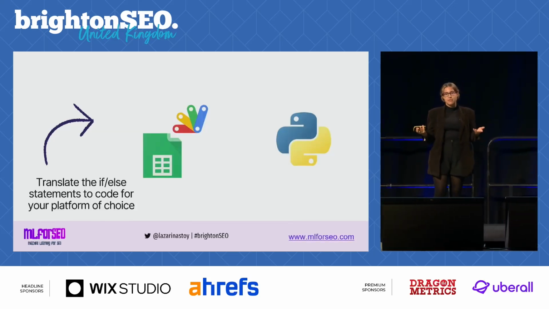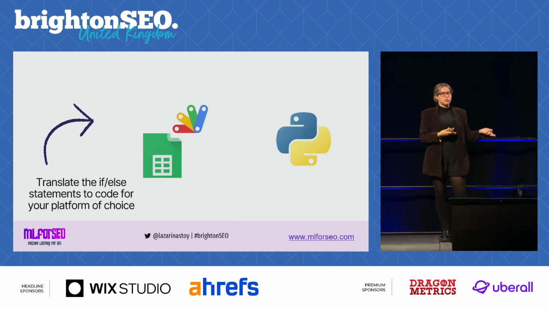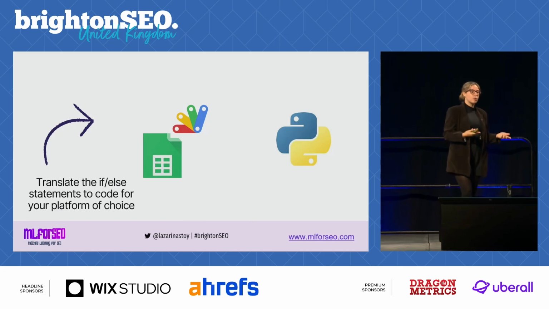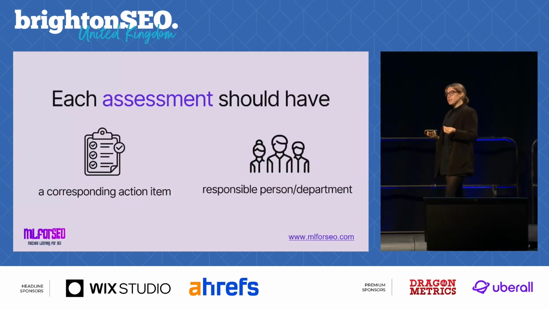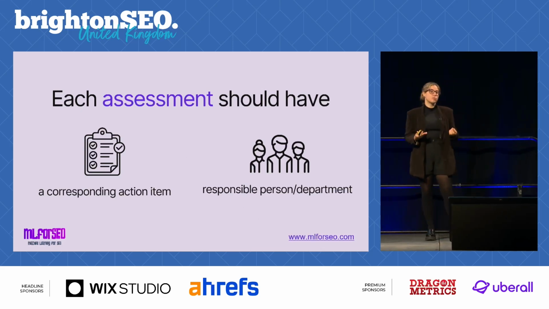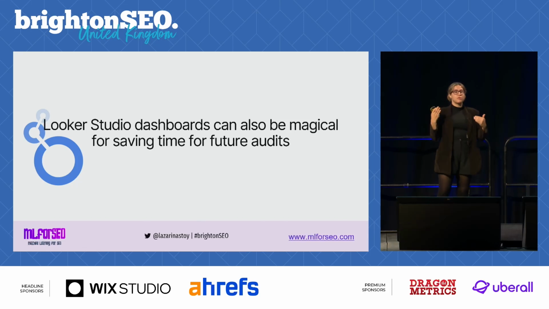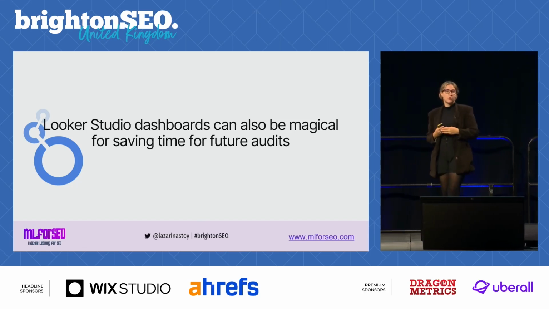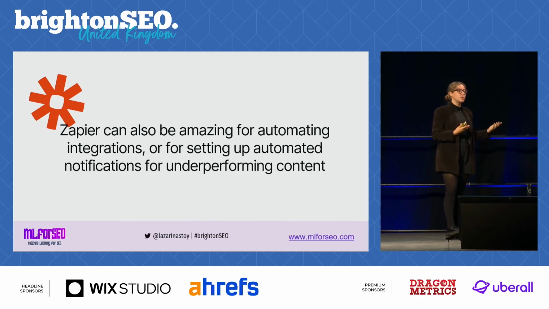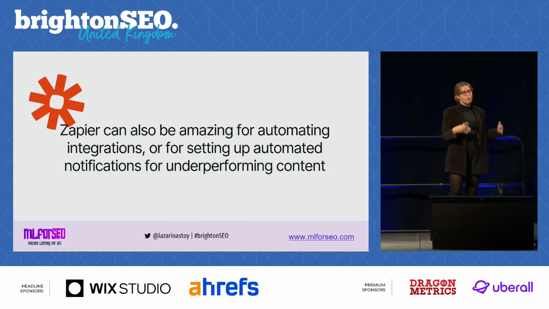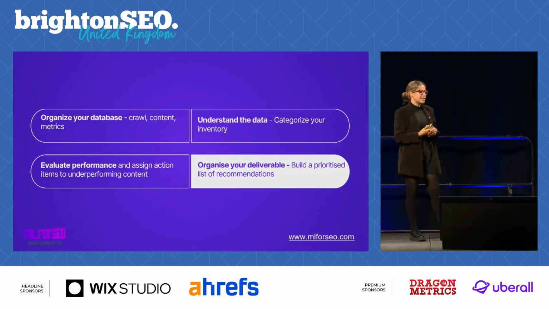And then once you have these if-else statements, you can do AppScript integration into Google Sheets. You can also do that in Python if you're working with BigQuery. And each assessment then should have a corresponding action item and a person that should be responsible for implementing it. And Looker Studio dashboards can be a great way to build those if-else statements if you are not comfortable with coding as well. You can also set up Zapier integrations to automatically alert you whenever some of those components have fallen. Kind of like if titles are too low, do this and that.